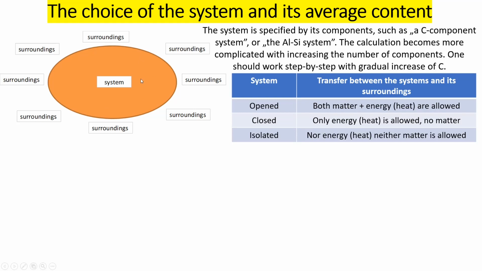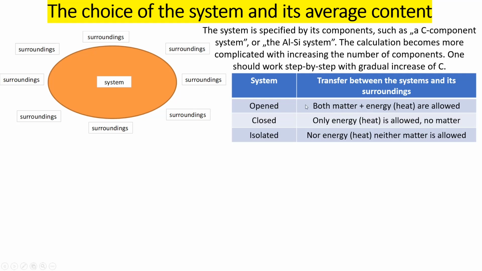From the point of view of the communication between the system and the surroundings, we have three different names for the system. The system can be an open system. This is when both materials and energy or heat are allowed to transfer from the system to the surroundings or back.